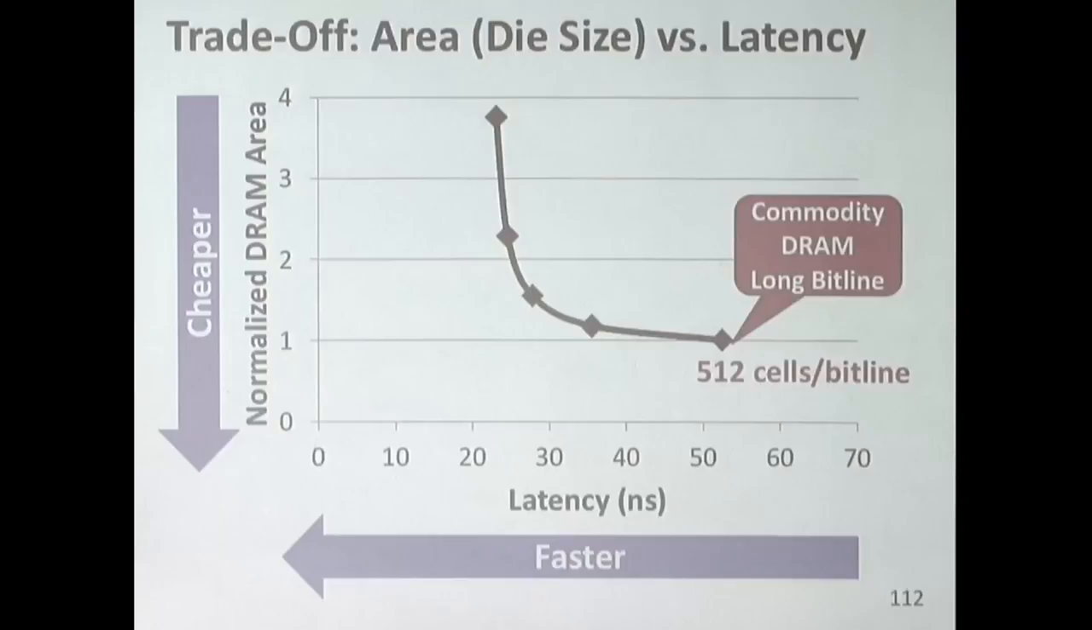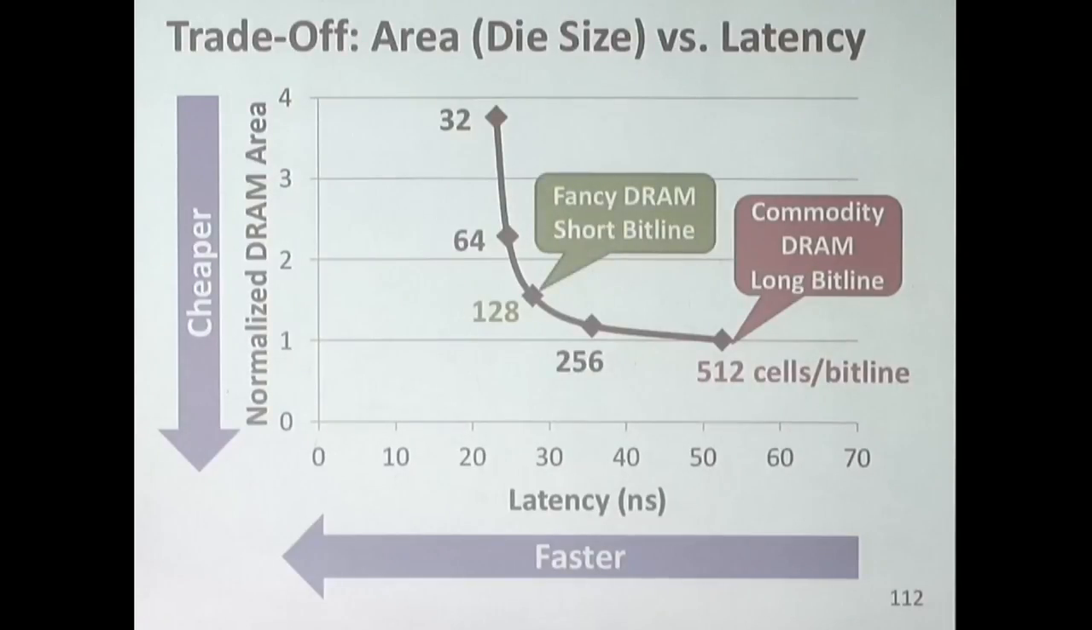Commodity DRAM makes the trade-off over here at this extreme case. You have long bit lines. But if you actually reduce the number of cells that are connected in a bit line, if you have only 32, you can have much lower latency, as you can see over here, right? But then your DRAM area increases significantly, as you can see also. So your cost increases. So there are clear trade-offs. There's some fancy DRAM that you can buy today if you pay an arm and a leg, called reduced latency DRAM, for example. They make the trade-off over here. And partially as a result of that, they are much higher cost.